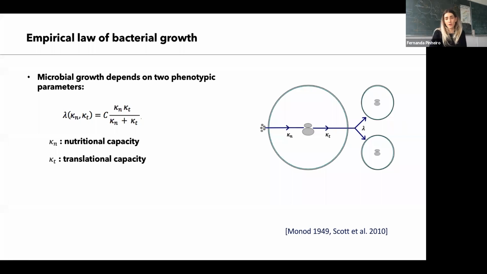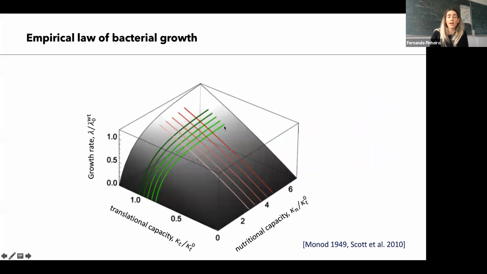So in this framework, perturbations of growth can be implemented in two ways. We can vary nutrient quality at a fixed nutritional capacity and check what happens with growth properties. So we would probe growth along these lines, but we can also vary translational capacity at a fixed nutritional capacity. Then we would probe growth properties in this axis. And this is what we're going to do, to use this formalism to address this problem of antibiotic resistance evolution.